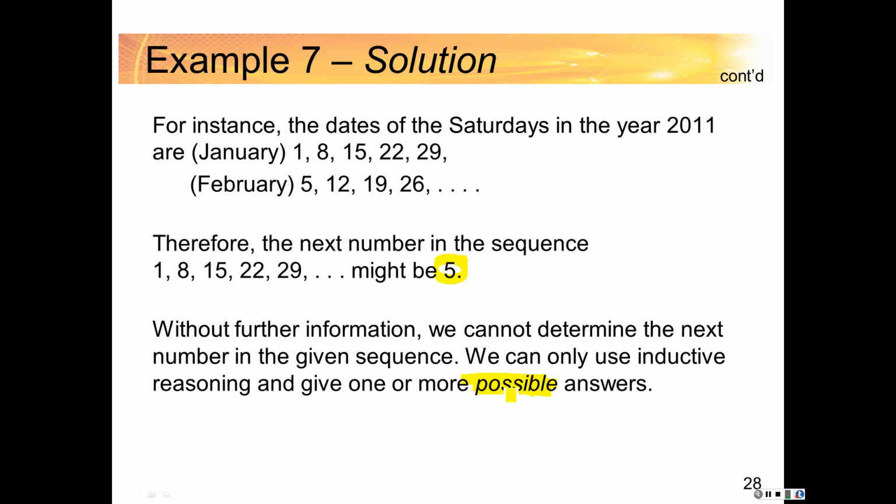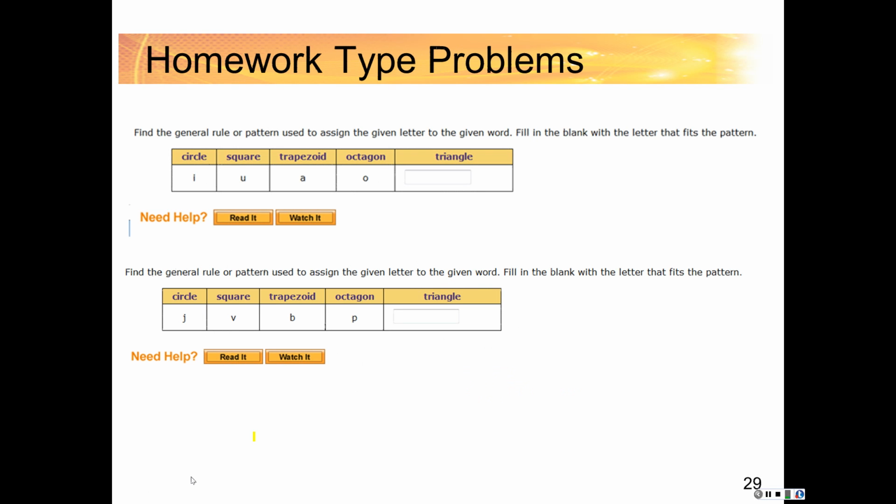So sometimes there might be more than one answer out there. So these are examples that come up in your homework. Find the general rule or pattern used to assign the given letter to the given word. So this is using inductive reasoning to induce what the answer would be here.